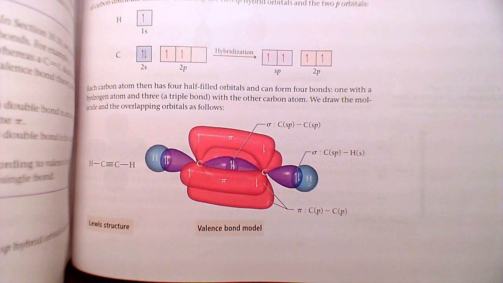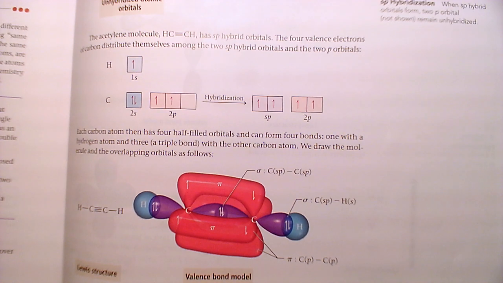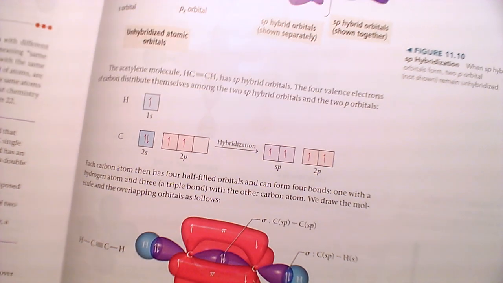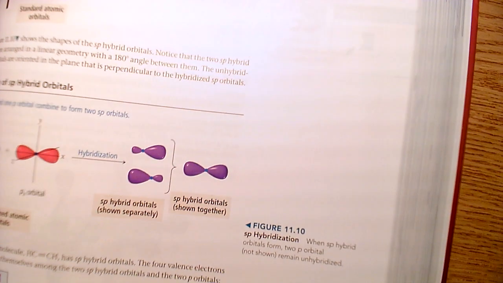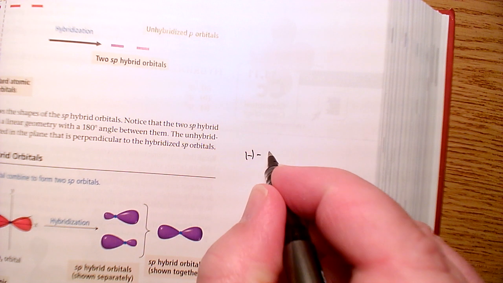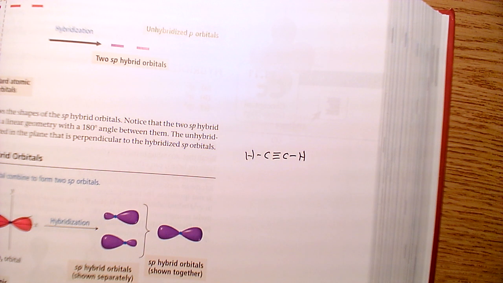There are some more molecules they talk about. Note what happens if you have this molecule right here. I will draw it. If you have HC triple bond CH, there is our Lewis structure.